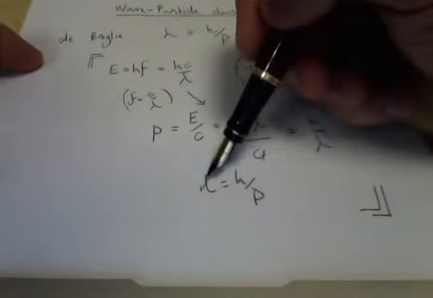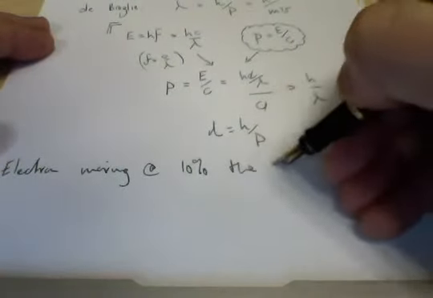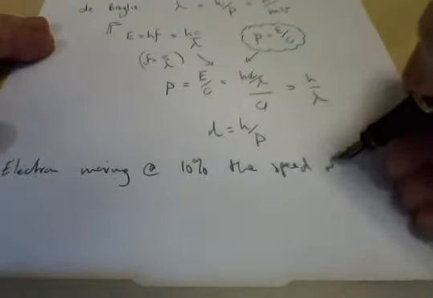So let's give a few examples then. Let's work out the wavelengths of some associated particles and vice versa. So, first of all, let's look at an electron moving at 10% the speed of light. What's the wavelength for this object?